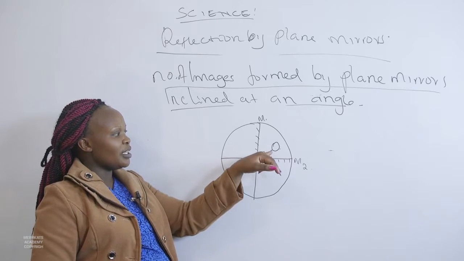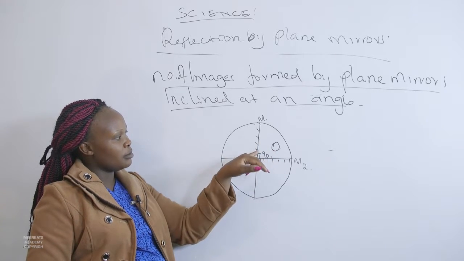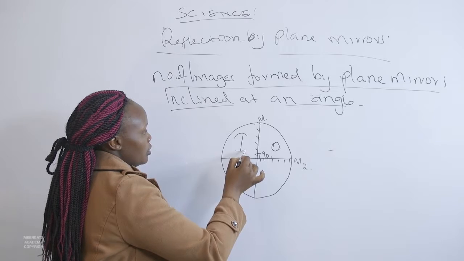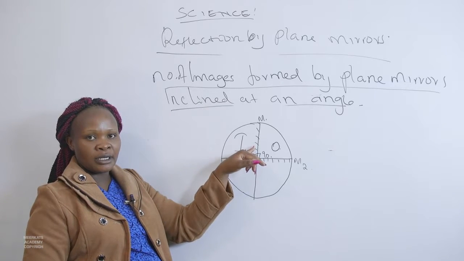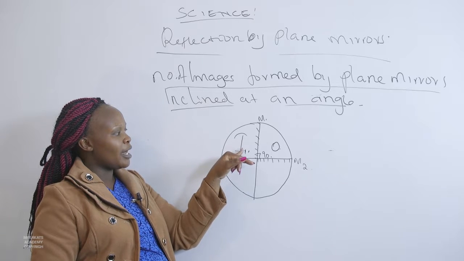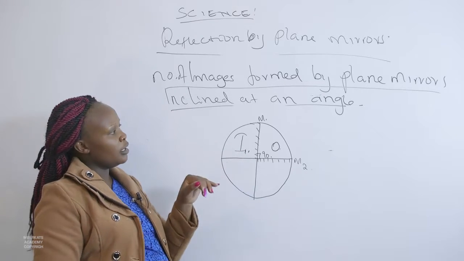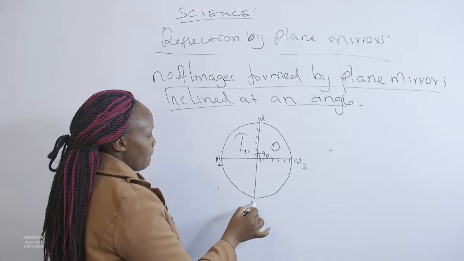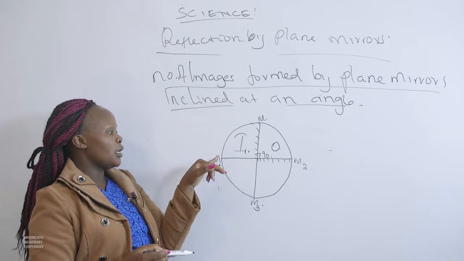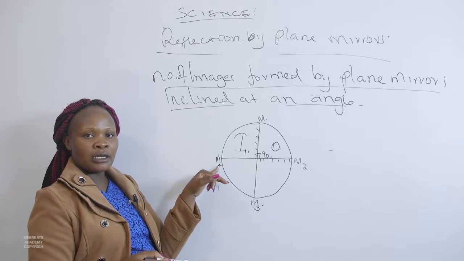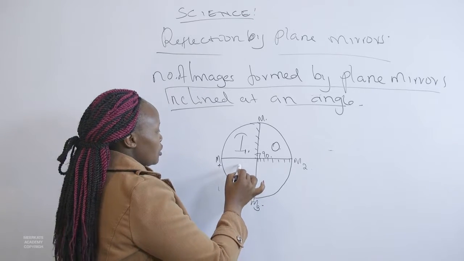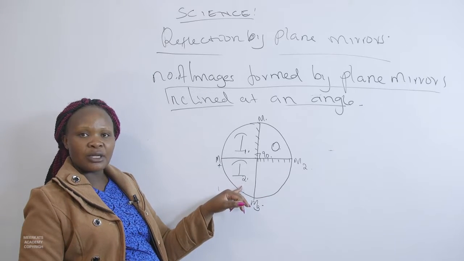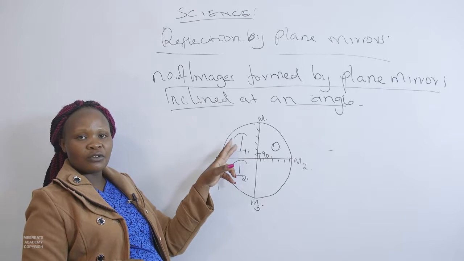Now, this object is observed by the first mirror and forms an image I1 by reflection by the first mirror. Now, this image becomes the object that is observed by mirror 4. Mirror 4 forms an image here. We are going to call image I2, which is actually an image of the first image.